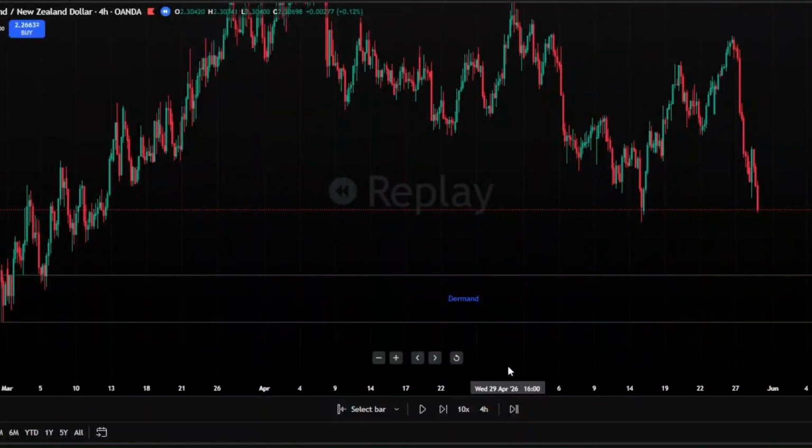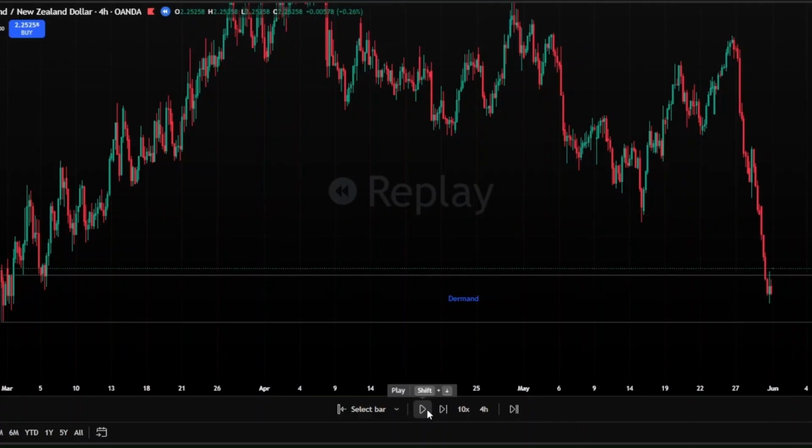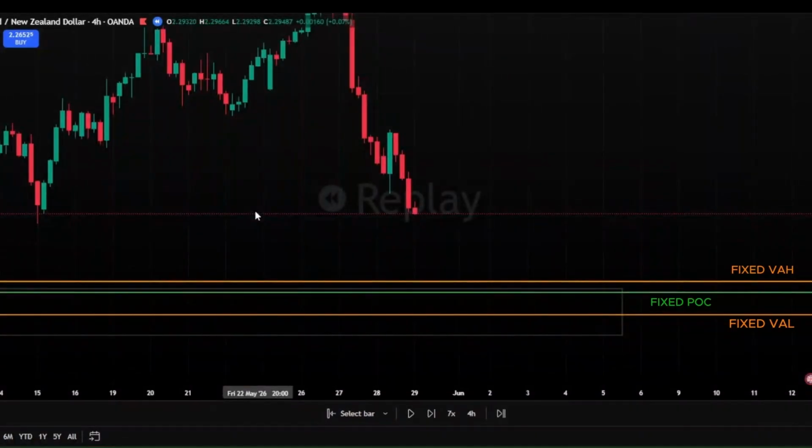Now let's say price is approaching this demand zone. Now if price gives us a sharp rejection from the top of the zone, many traders will already start looking for entries. And that is perfectly reasonable. But what happens when price doesn't reject immediately? What happens when price starts moving deeper into demand? That's where volume can become incredibly valuable. Because instead of guessing where buyers might step in, we can look at where the majority of business previously took place. Now watch what happens.